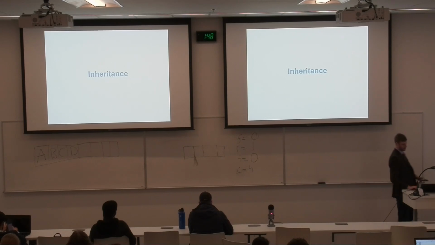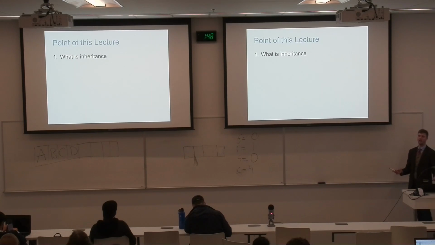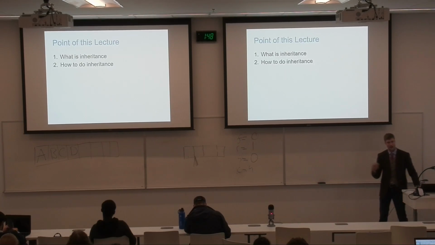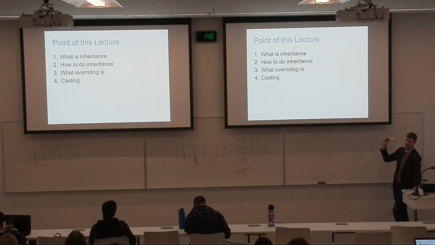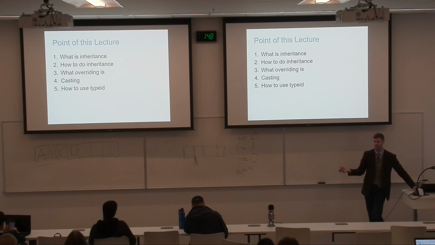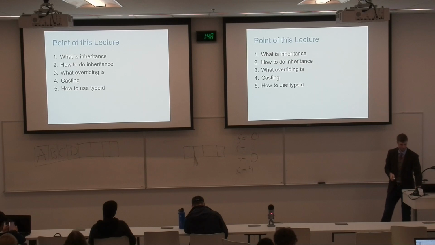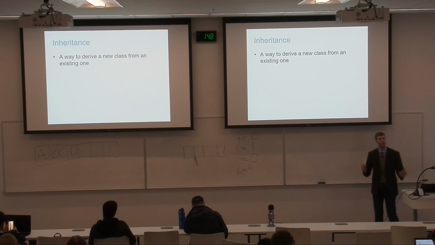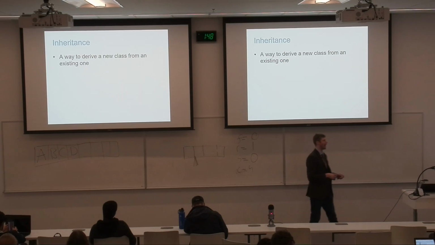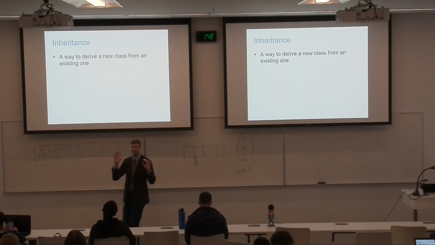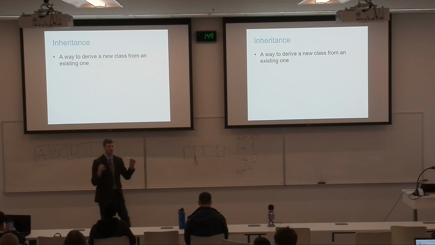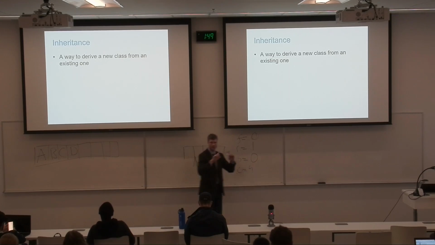So inheritance. What are we going to learn? Well, what is inheritance? How to do inheritance? What overriding is, what casting is, although I think a bunch of people already know what this is, and how to use this cool thing called typeid, and really at the end of the day, why we care about inheritance. Is it good, is it bad, whatever. It's pretty cool. We have a way to actually derive a new class from an existing one. This is a fairly abstract idea, but we're going to see a couple of examples, and hopefully the dots will get connected nicely.